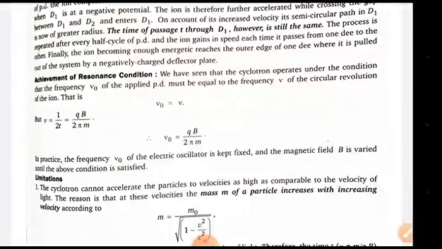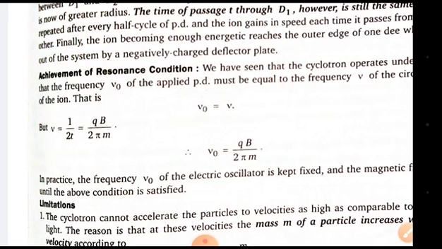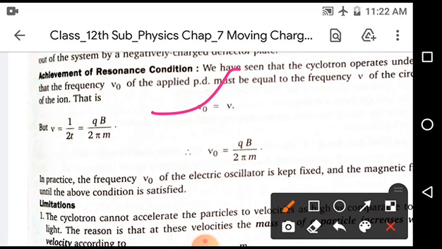Now students, we'll discuss the achievement of the resonant condition. So how can we achieve the resonance condition in the cyclotron? If nu naught will be equal to nu, then the condition is said to be resonance, and in this condition nu naught is equal to qB upon 2 pi m, where nu naught is the frequency of the applied potential difference and nu is the frequency of the circuit. That means you can say that it is the original frequency.